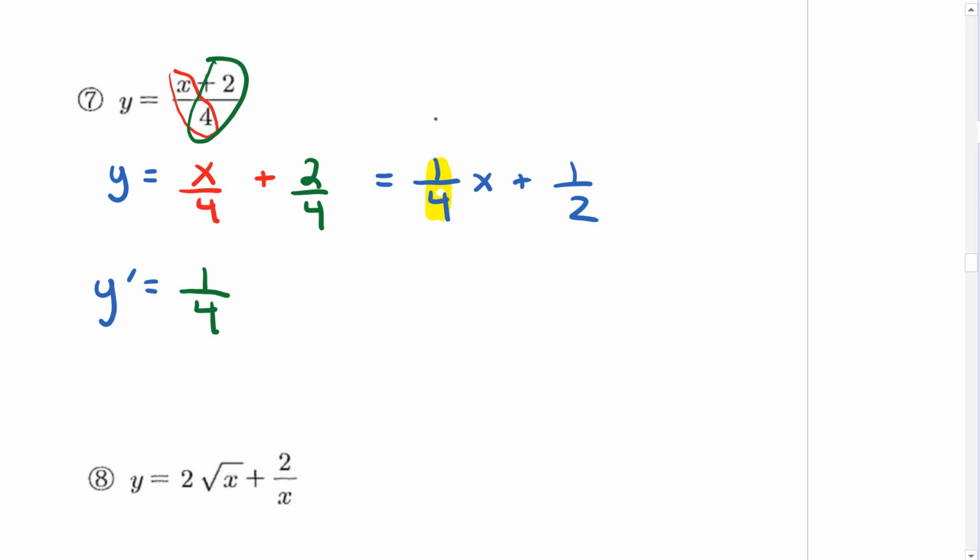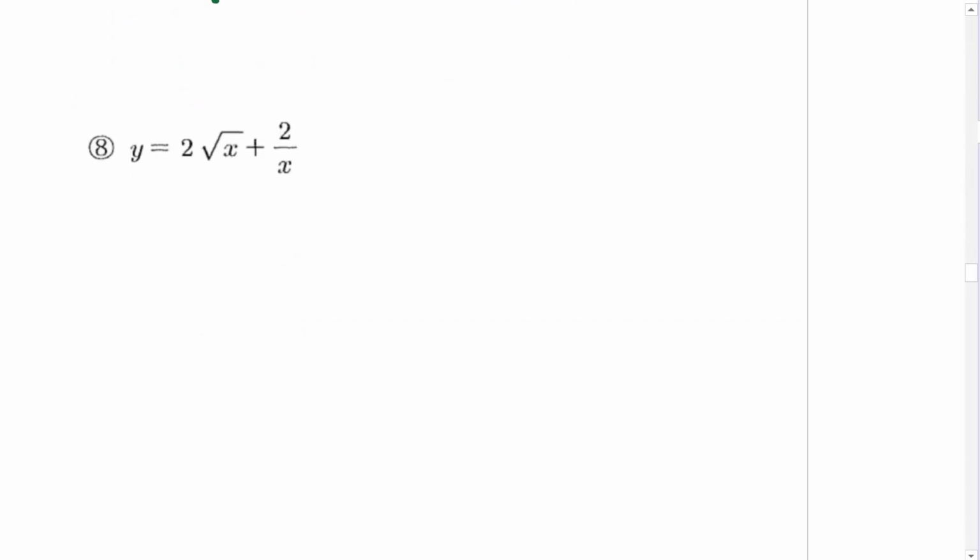All right, so a lot of times you actually see the whole y equals mx plus b, right? And the derivative is just the slope, right? So that's nice. So that's another good way to remind yourself that derivative does mean slope. Okay, let's keep on going here. Question number 8 here. So I see a radical there, and I see an x on the denominator there.